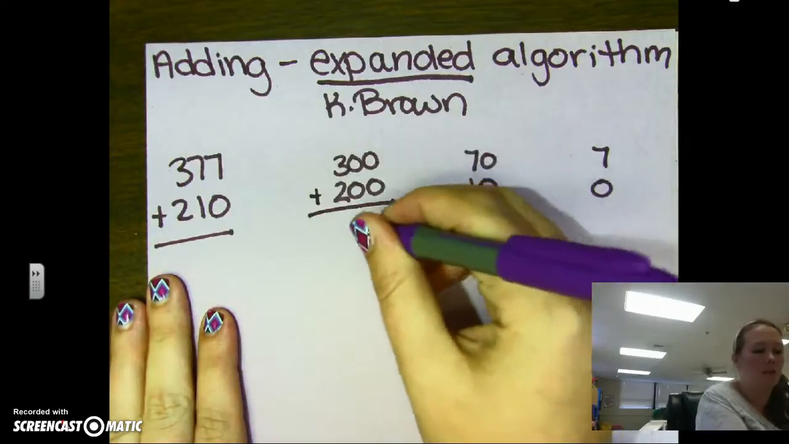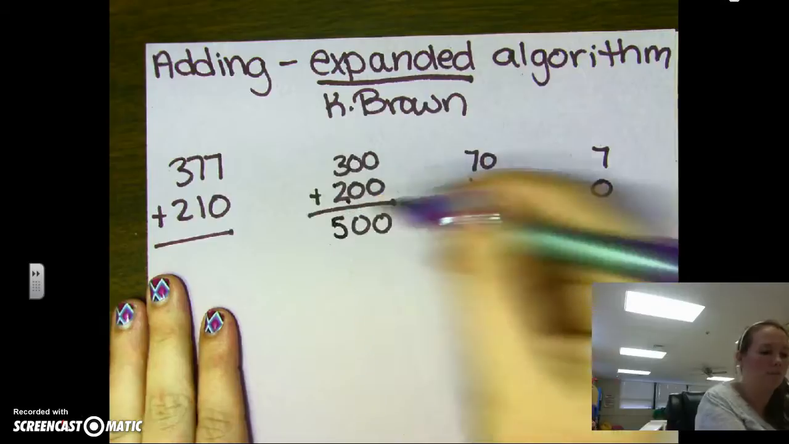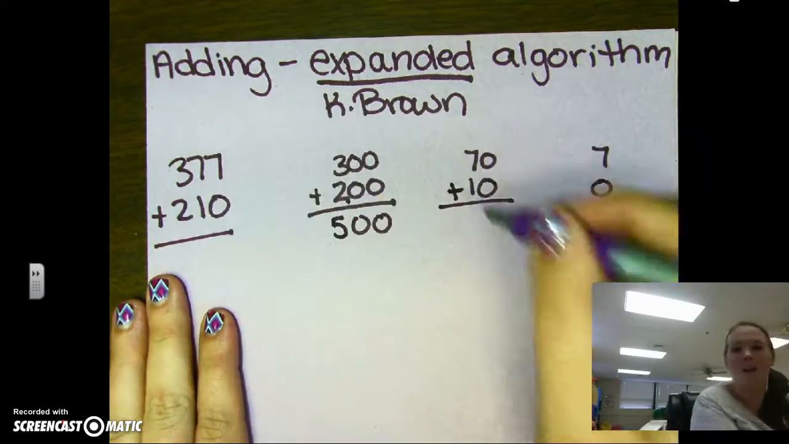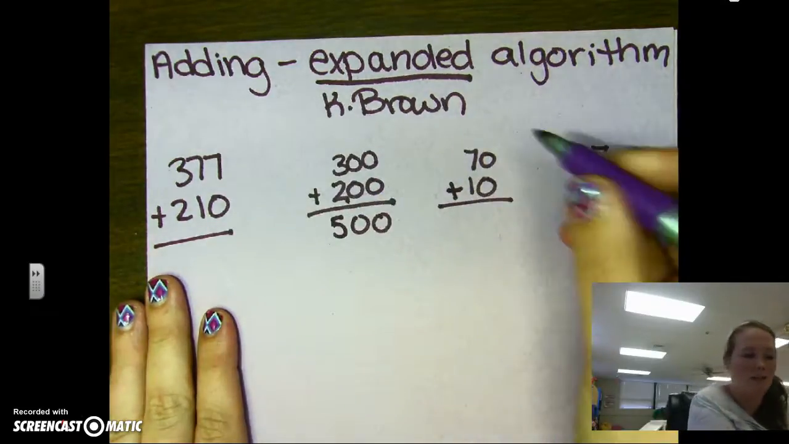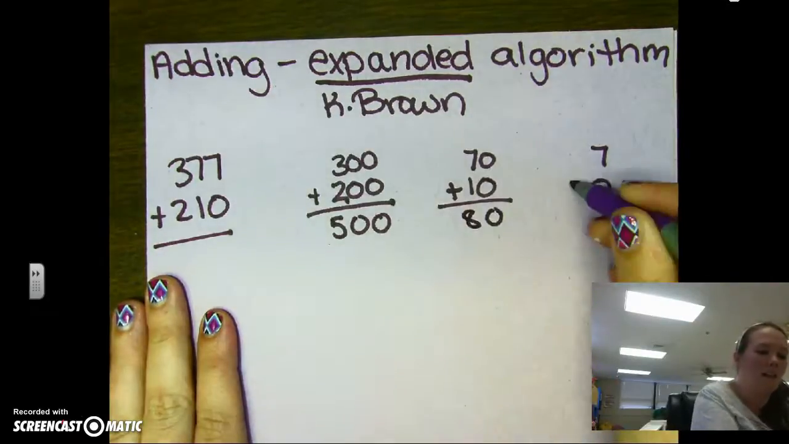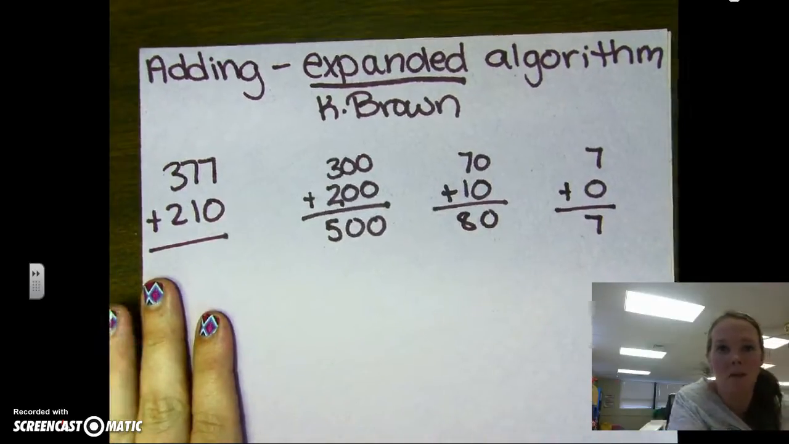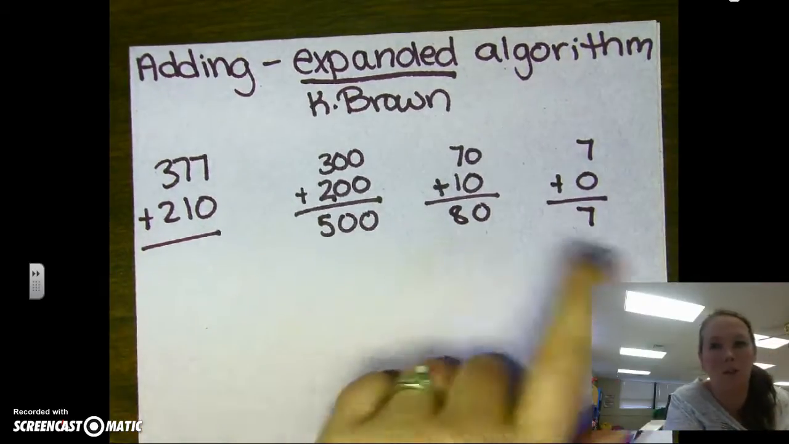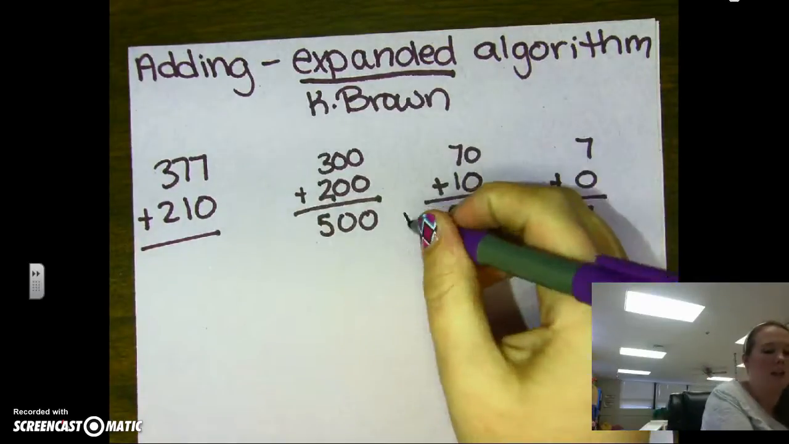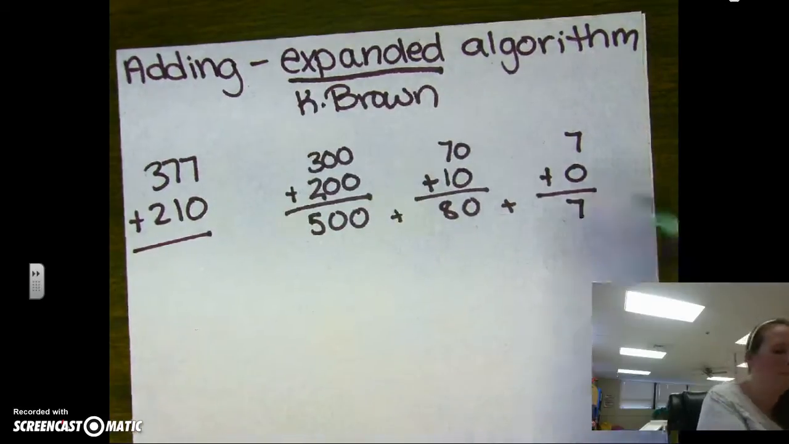300 plus 200 is 500. 3, 4, 5. 70 plus 10 is 80. 7, 8. And 7 plus nothing is 7. Then what we can do is we can take the 3 answers that we just found and add those together to find the solution to our problem.